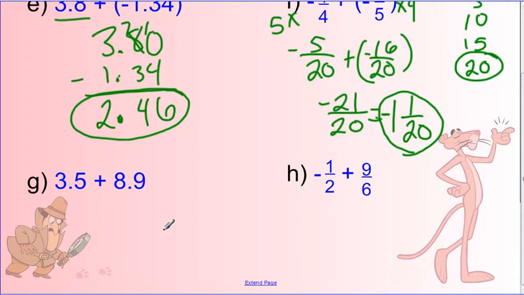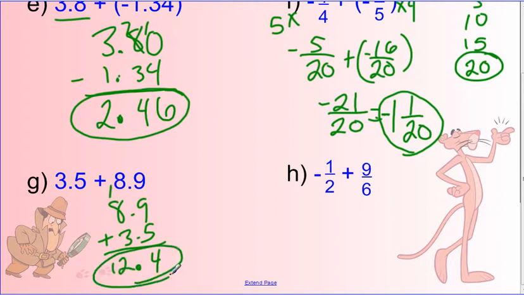Letter G is a little bit simpler because we've got decimals again. Both numbers are positive, so the signs are the same. We're going to add. So we just line it up. 8.9, 3.5. I like the bigger number up top. Add them up. Decimals stay lined up. 9 plus 5 is 14. 8, 9, 10, 11, 12. 0.4 is done. Super easy problem.